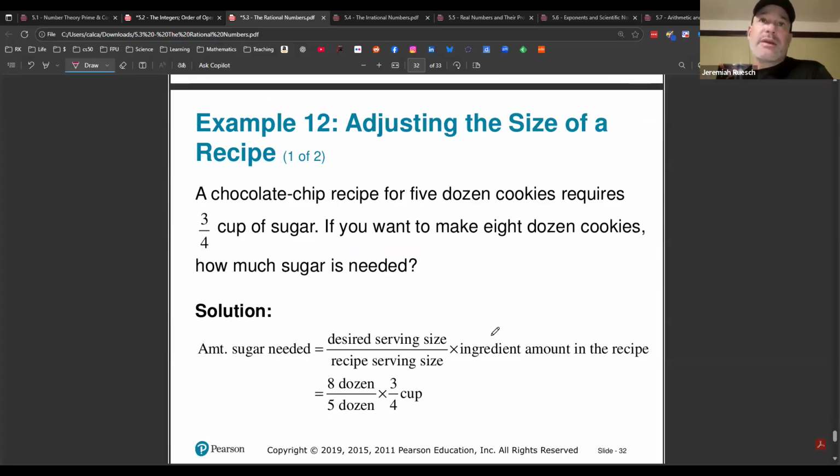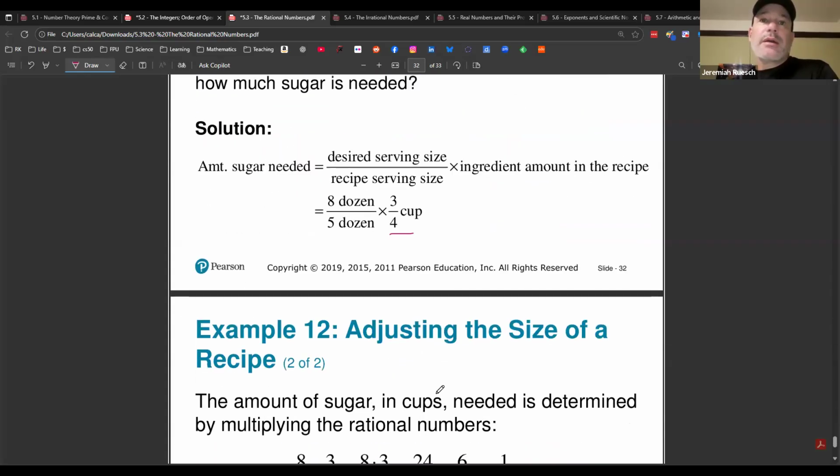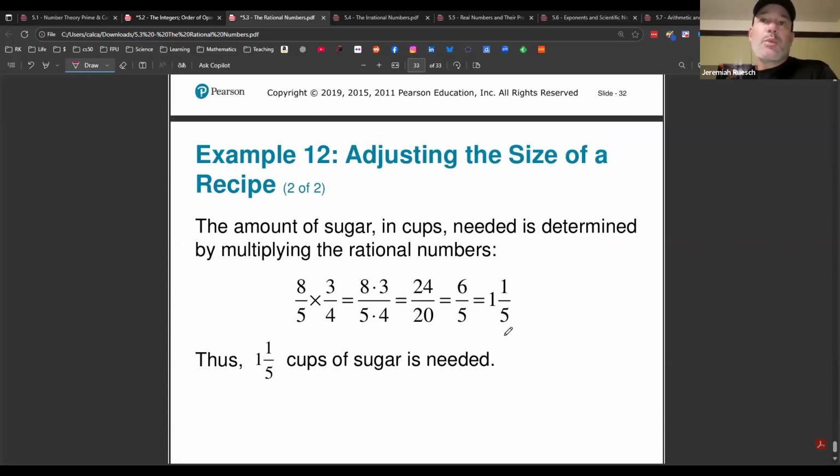In this case, a chocolate chip recipe for 5 dozen cookies requires 3/4 a cup of sugar. If you want to make 8 dozen, so here we're scaling up, right? We have 5 dozen and we're trying to make 8 dozen. Okay, so what do you have? The desired serving amount, that's 8 dozen, divided by the serving size, which is 5. And then you multiply that by the required number of ingredients in the cup. So 8/5 times 3/4 then gives you the adjusted size. So you need 1 1/5 cups of sugar.